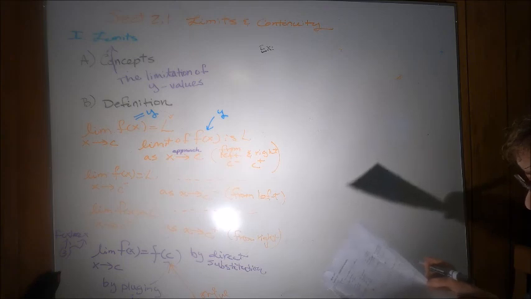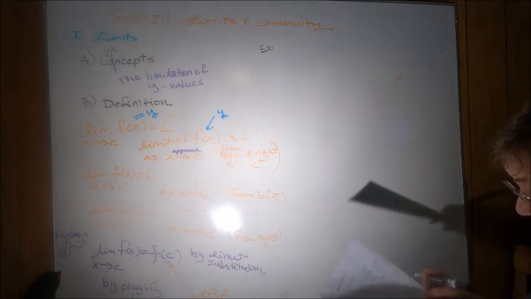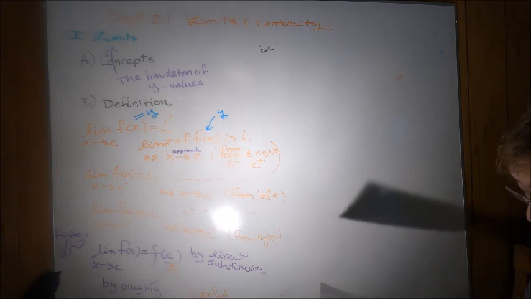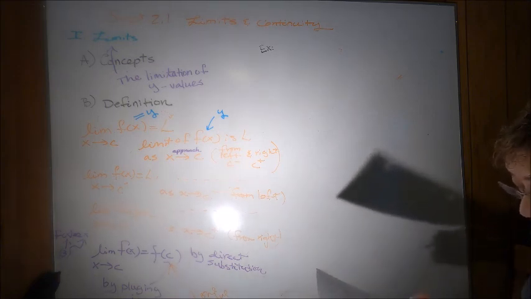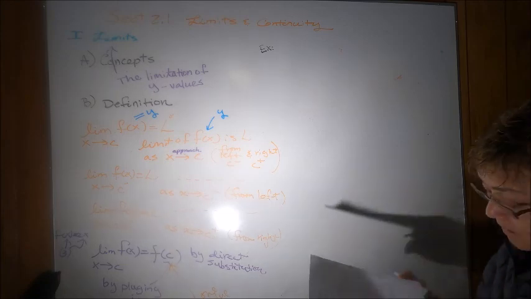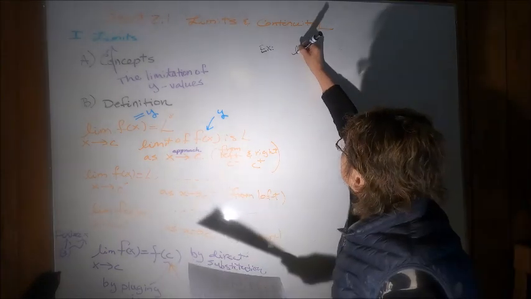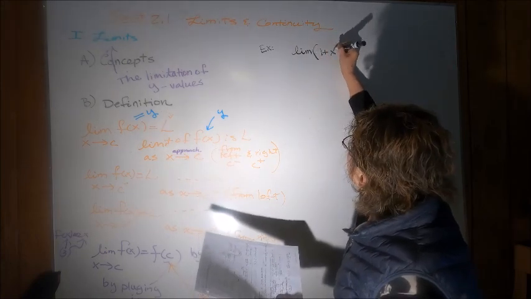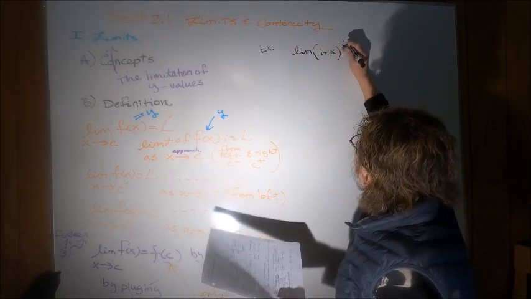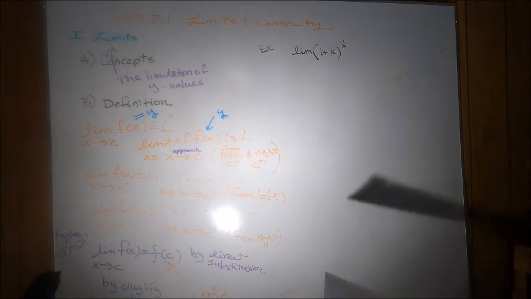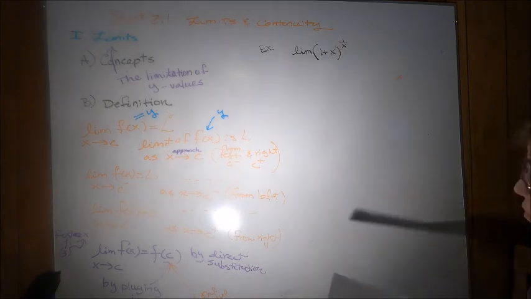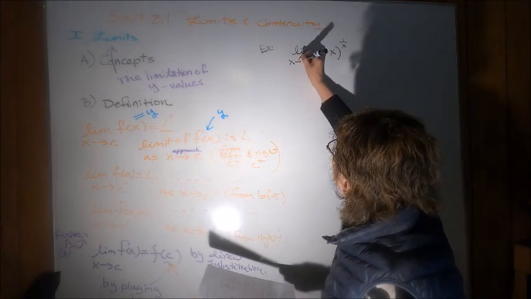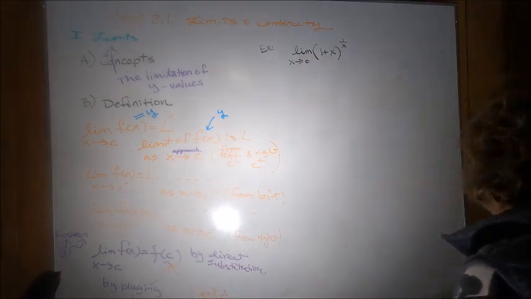Look below. Okay, this one is complicated. It's a little bit confusing, but that's okay. We want to find the limit of this one: (1 + x) to the power of 1/x, when x approaches 0.